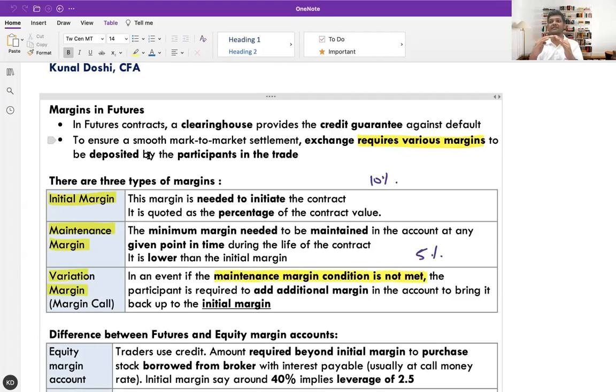Clear? In that case, I will have to deposit the money not till the maintenance margin, but till the initial margin. What do I mean by that? Let me check that.